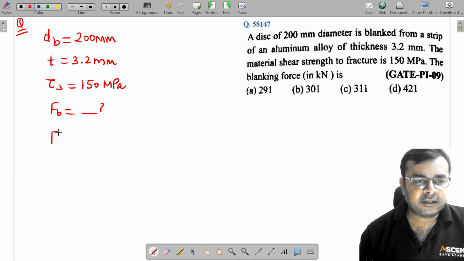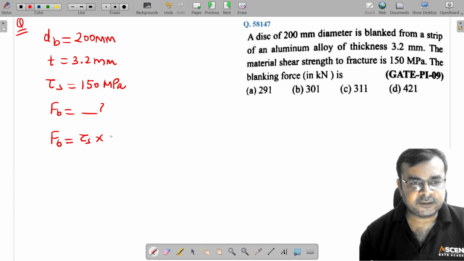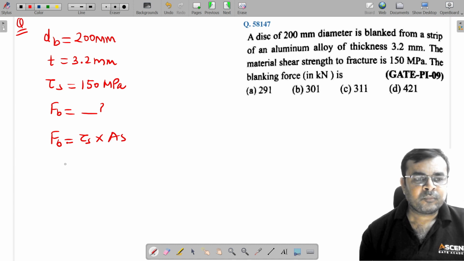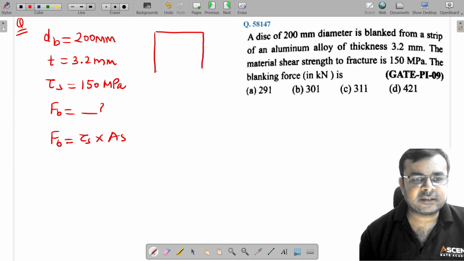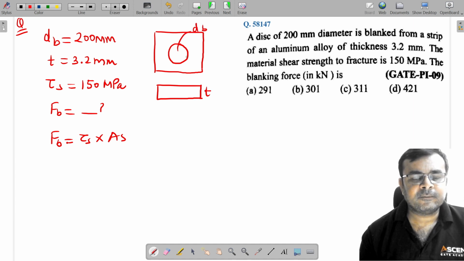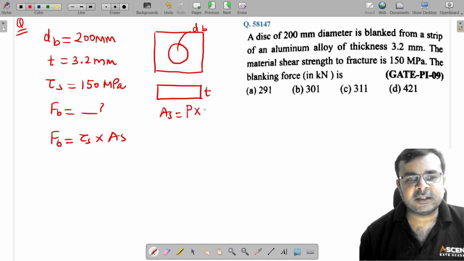So for determining blanking force or punching force, we have the same relation, that is shear strength into shear area. Since here we need to make a disc which is circular in size and its thickness is 3.2 mm, this is the thickness and its diameter is the diameter of the blank. So if I write shear area, simply you write perimeter of the circle into thickness, and the perimeter of the circle is pi db into thickness.